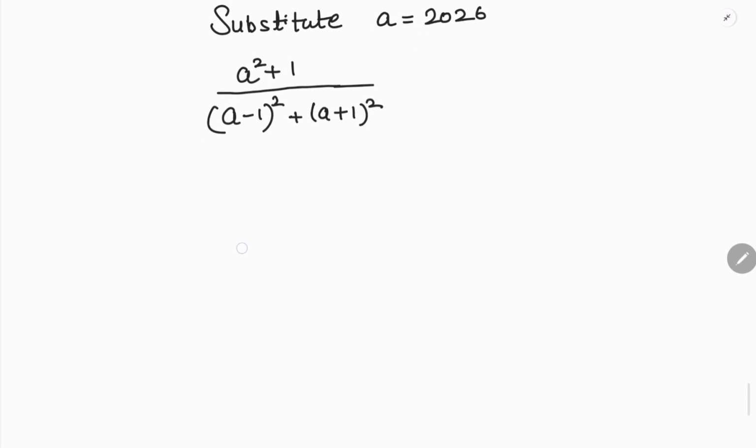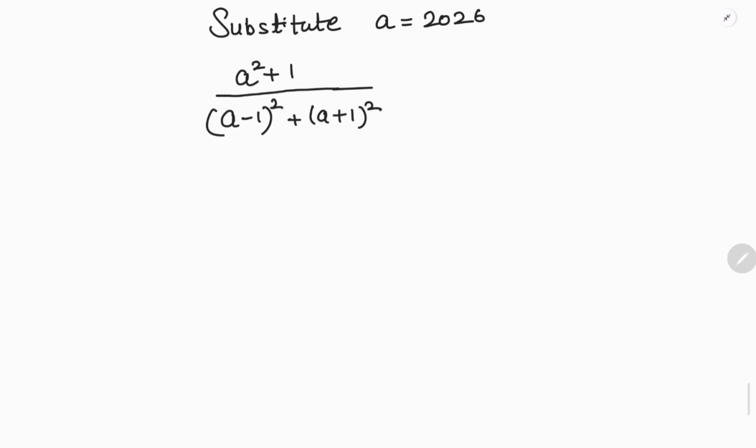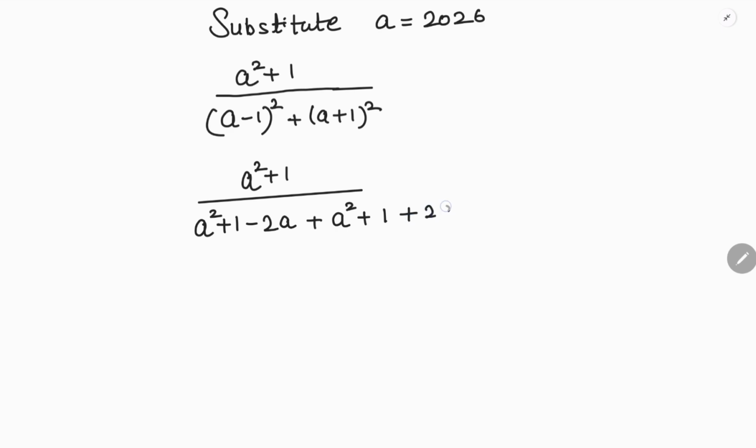What will I do now? I will try to solve and find the value of this thing, and then I will just substitute A, right? Okay. So we have A square plus 1 divided by, I will open the square. This is A square plus 1 minus 2A, right? Because (A minus B) whole square is A square plus B square minus 2AB, okay? Plus, now we have (A plus B) whole square. So I will write A square plus B square plus 2AB, right?